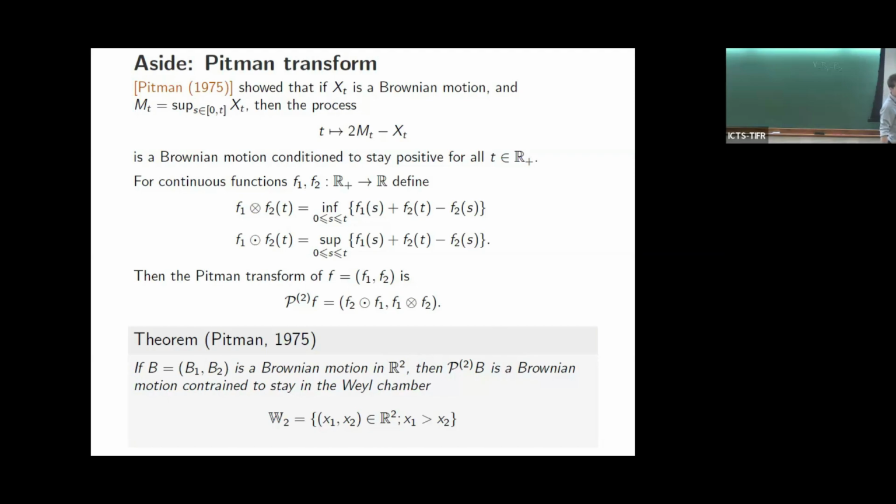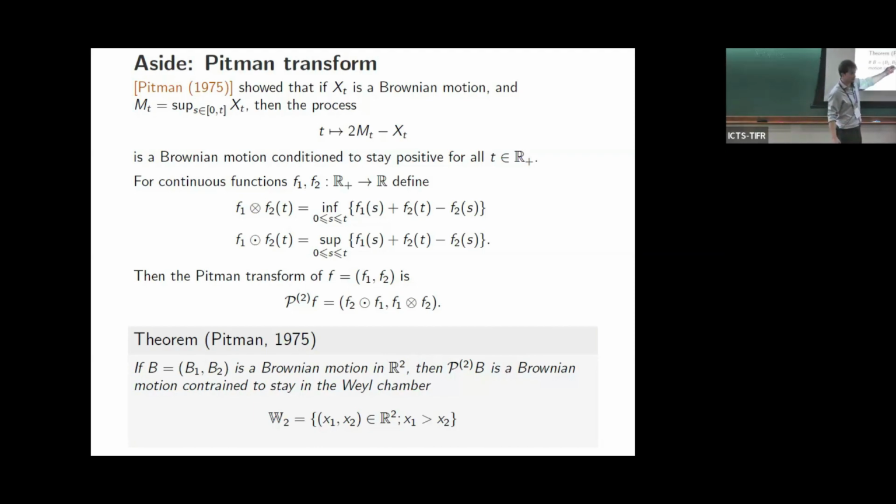But there is an equivalence between Pitman's theorem and this theorem. It's just that the process x above corresponds here to the difference of the two components of the original Brownian motion and of its Pitman transform. And the sum of the two components is something which is trivial.